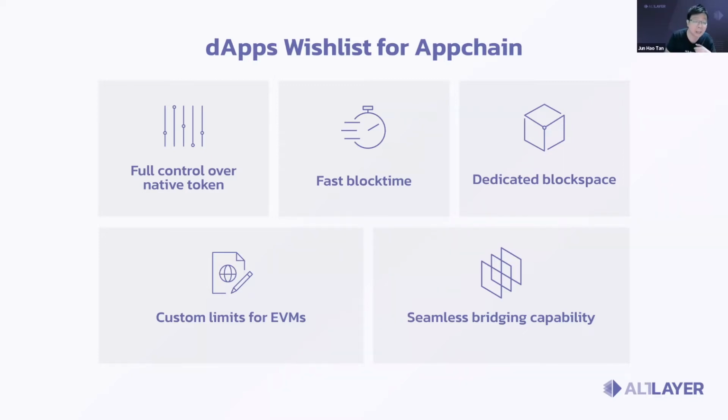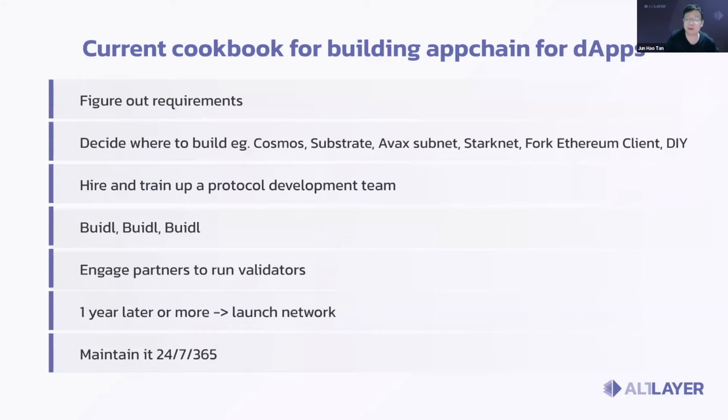And what is the playbook to actually build an Appchain? That is something not very trivial today. First, you need to figure out what your requirements are, and whether you even need an app chain or not. And once you have decided whether you need an app chain, then you need to decide where you want to start building.